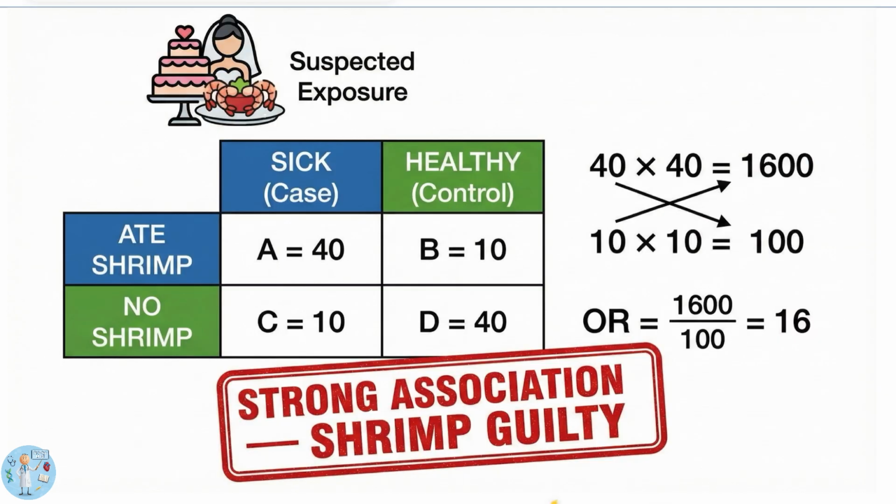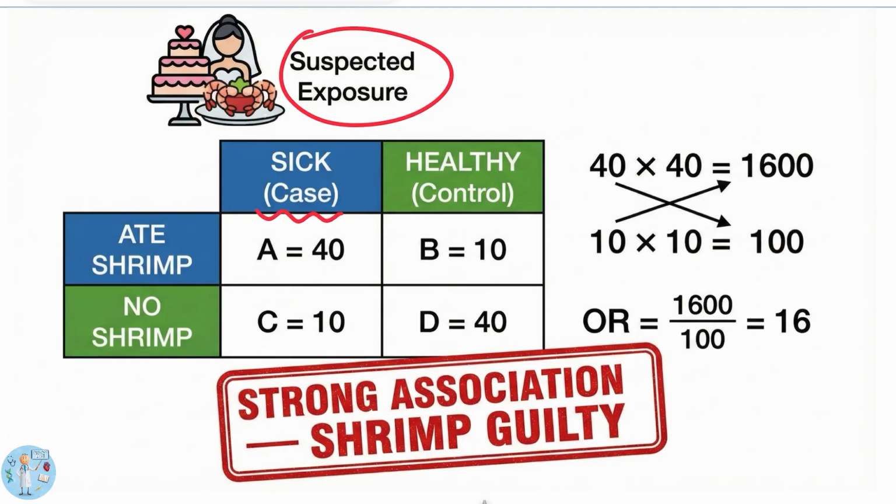Okay, let's put this into practice. We're investigating a scenario every epidemiologist dreams of. An outbreak of some nasty gastrointestinal distress at a wedding. And the prime suspect is the shrimp cocktail. A classic. So we immediately set up our case control study.